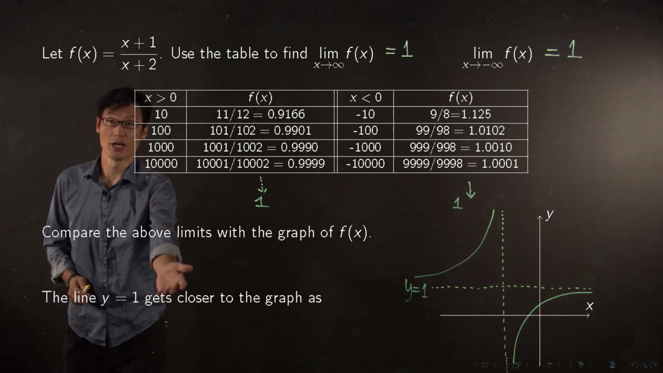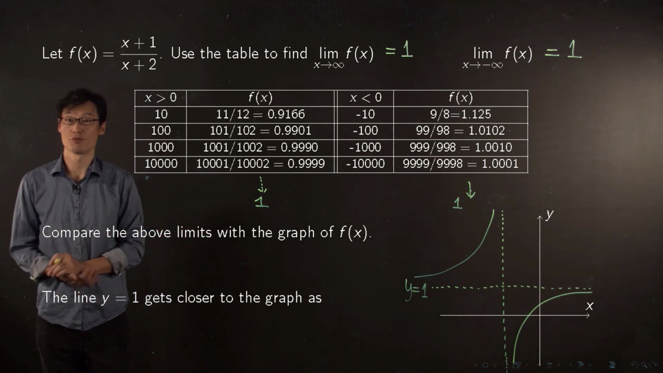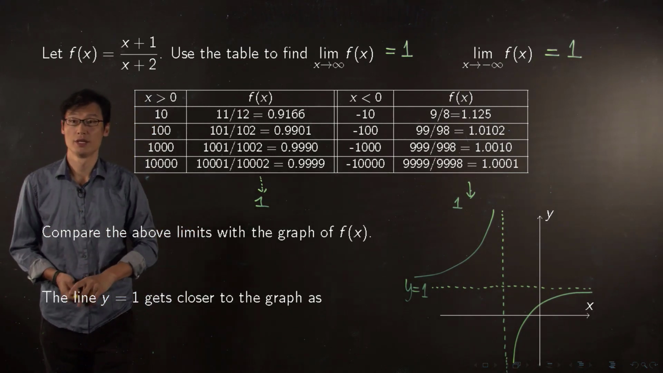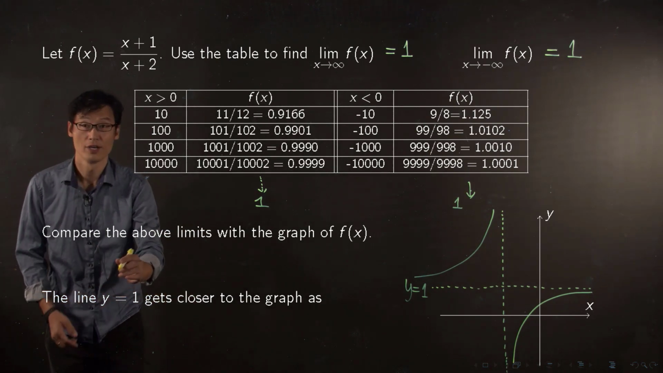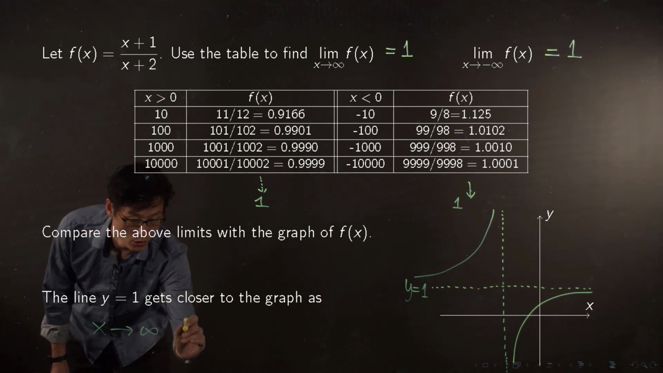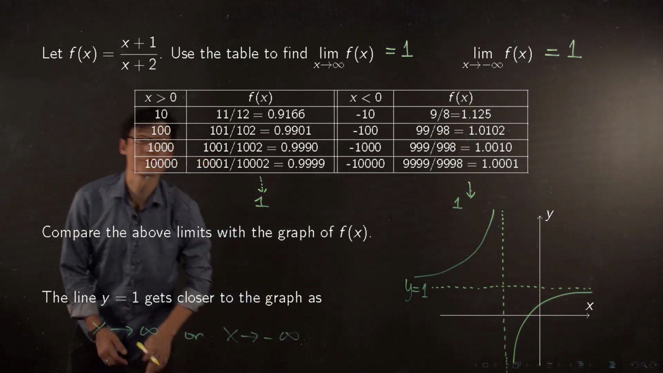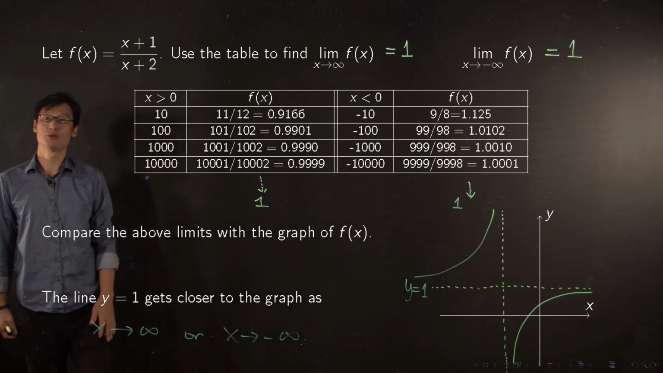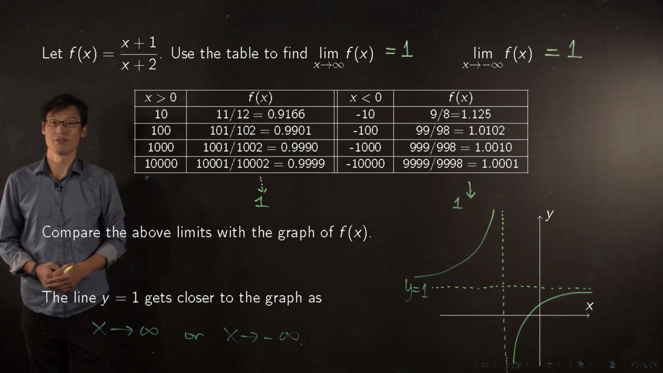So this special line y equals 1 is called a horizontal asymptote because this horizontal line gets closer to the graph as x tends to infinity or x tends to negative infinity. So using this example, let us define limits at infinity.